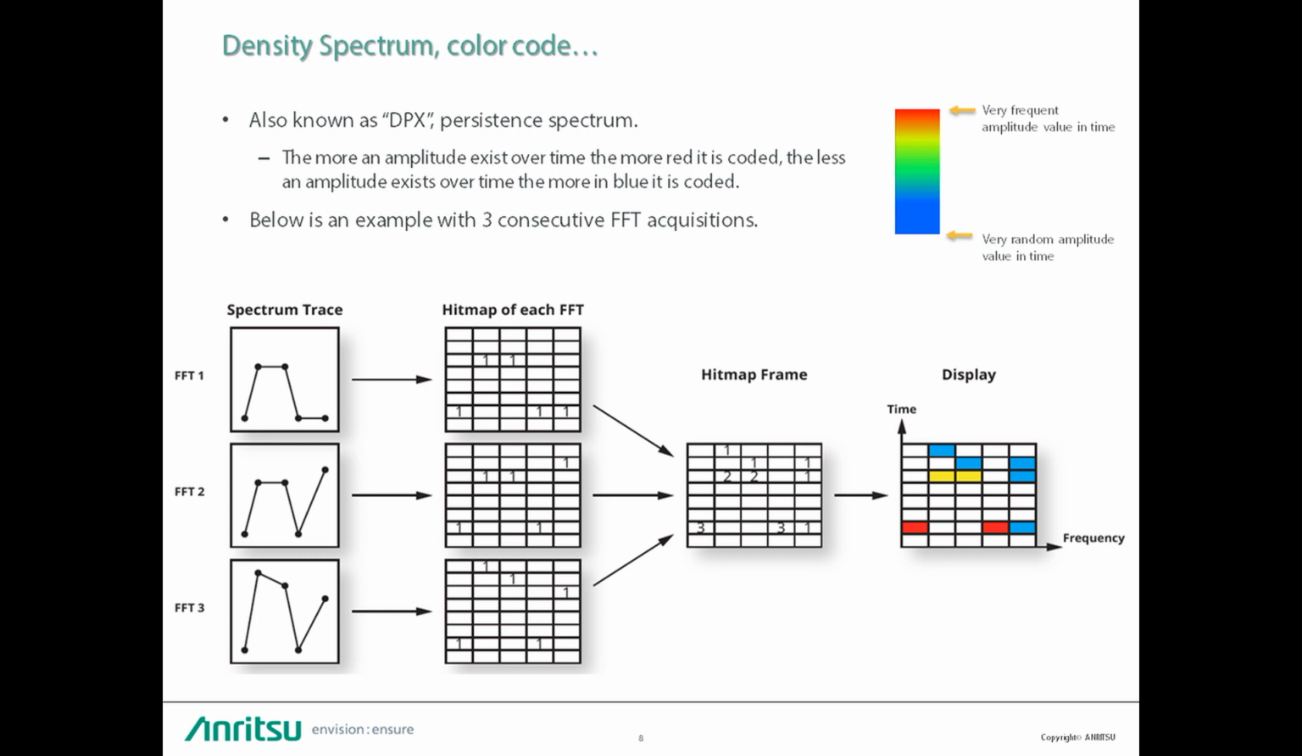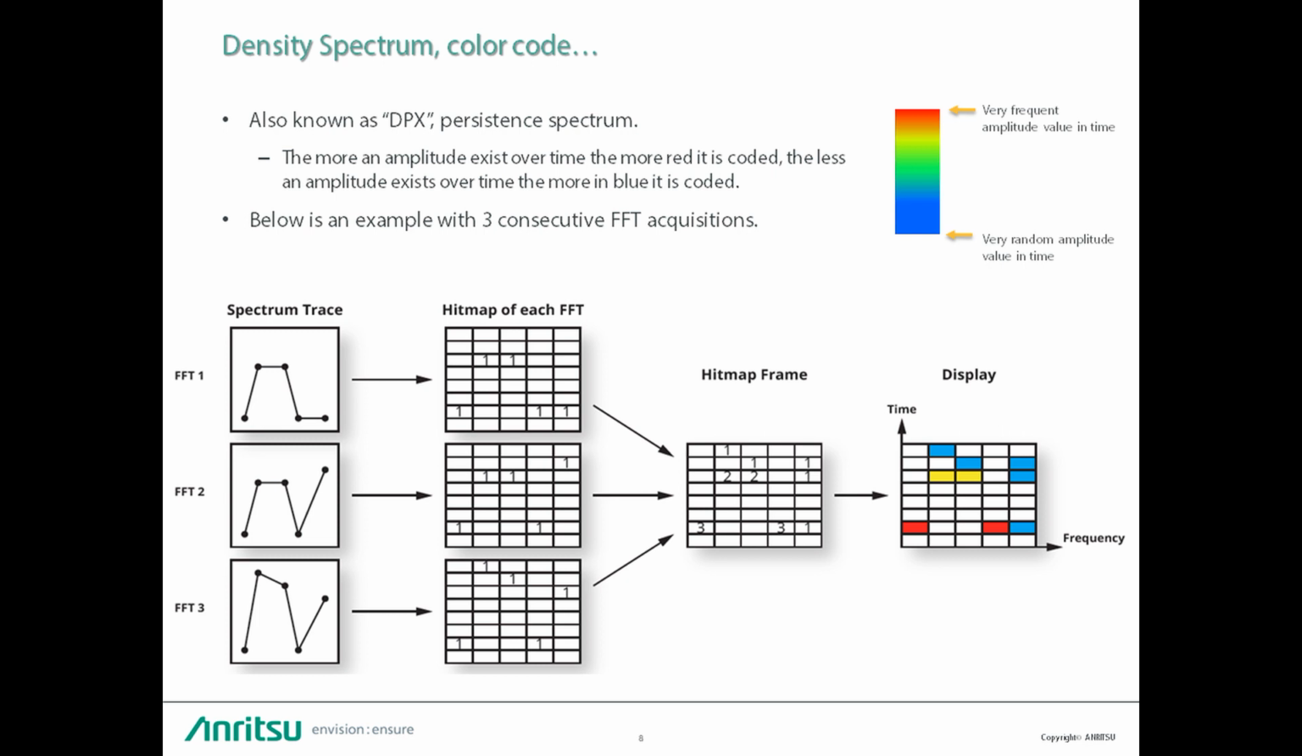So the more the information goes to the red, the more frequent these amplitudes are seen, and the more the data goes to the blue or dark blue, the less present the data or amplitudes are seen.